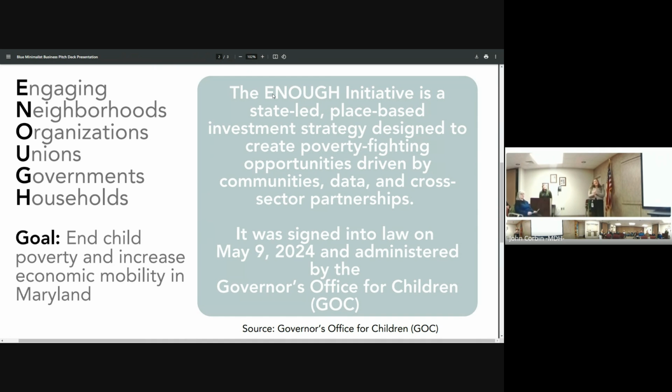So Enough is an acronym: engaging neighborhoods, organizations, unions, governments, and households. It's first of its kind, as Governor Westmore likes to say. It's a first of its kind state-led place-based investment strategy designed to create poverty-fighting opportunities driven by communities, data, and cross-sector partnerships. So this data that Shelley's presenting is really wonderful for us to be able to tie into the data that the Governor's Office for Children also recommends that we use. It was signed into law by Governor Westmore on May 9th, 2024, and is administered by the Governor's Office for Children.